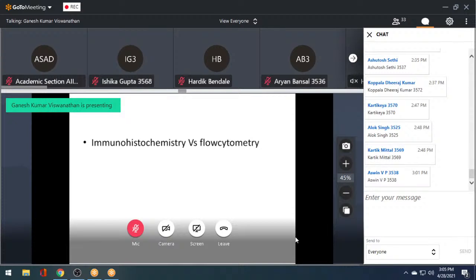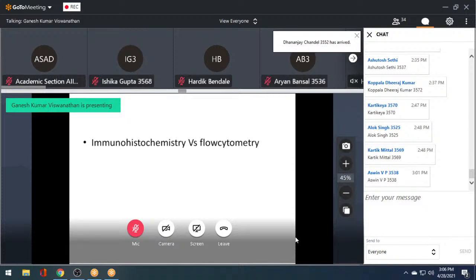So both of these tests tell us about the presence or absence of certain markers like CD markers. They try to characterize the tissue based on some immunological markers. This could be CD10, CD19, CD3, CD5, CD34, etcetera. In immunohistochemistry, we look at the slide, where the marker is present through an enzyme in this picture, whereas a fluorochrome is attached to the antibodies in the case of flow cytometry.